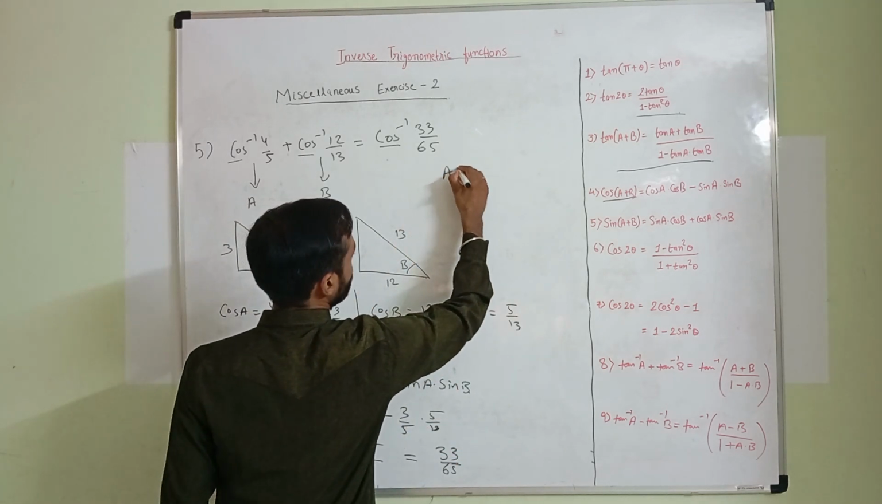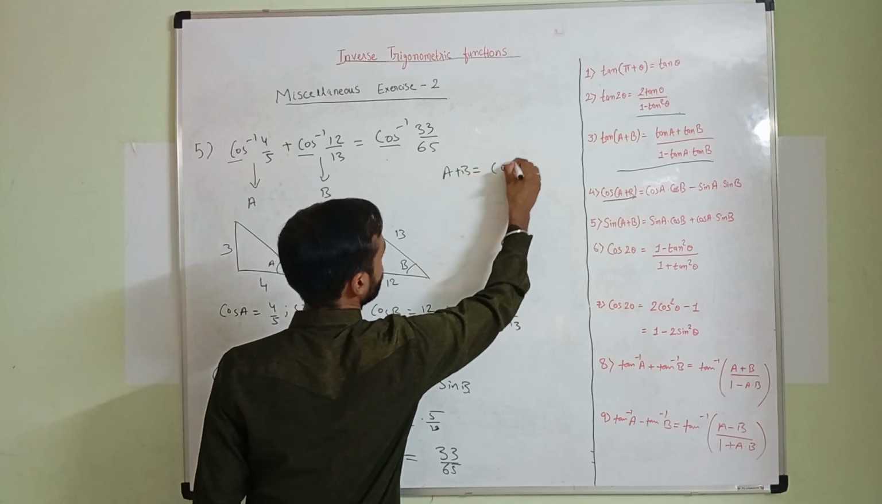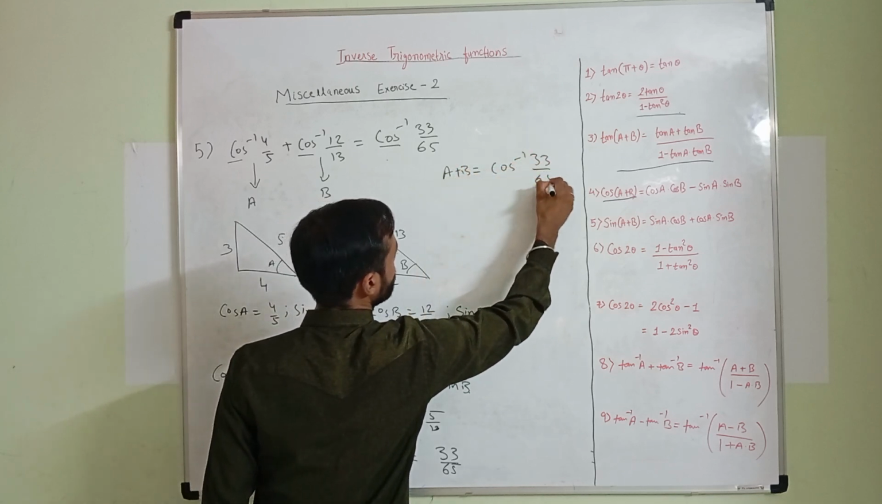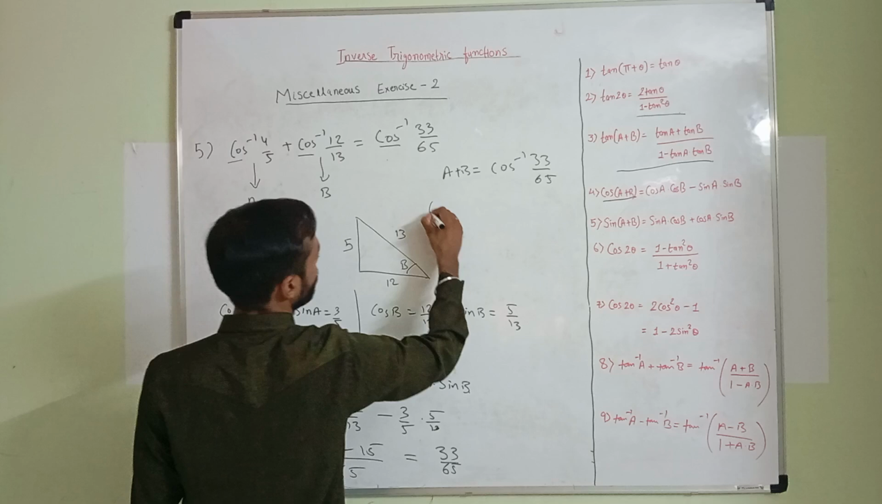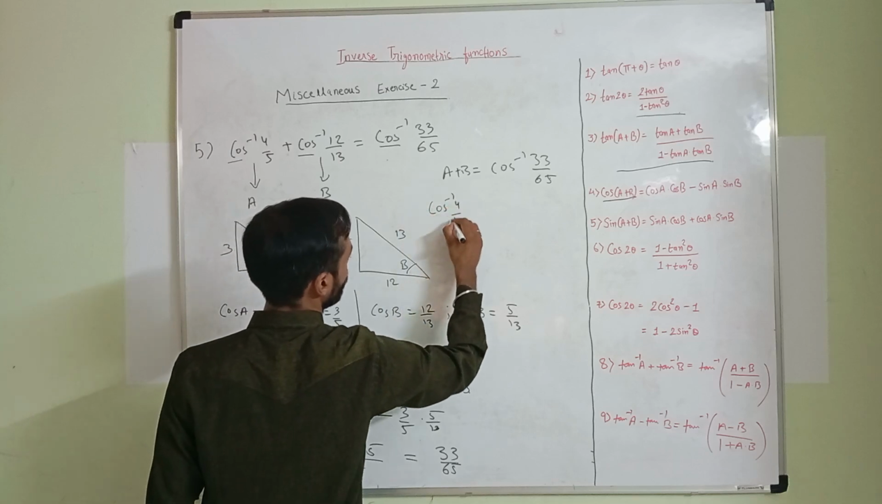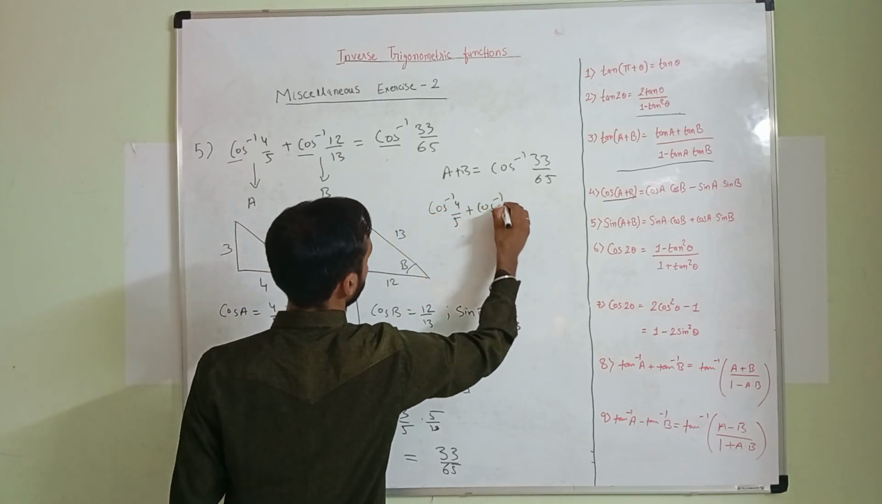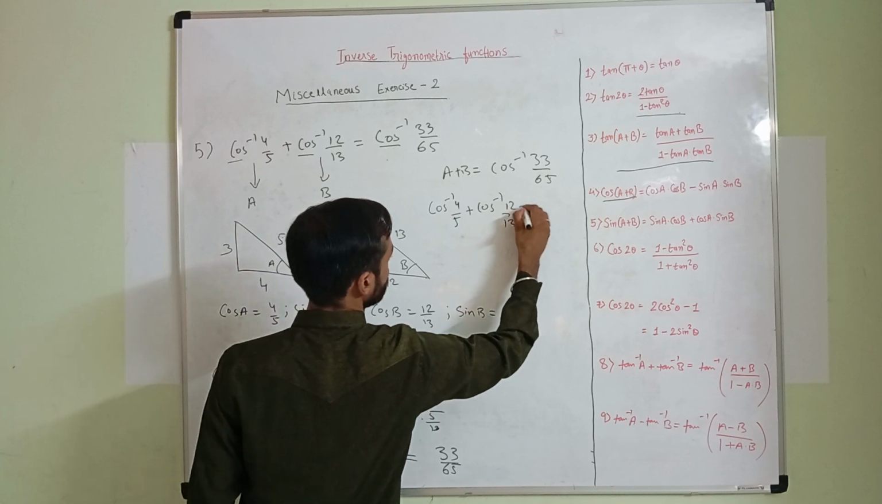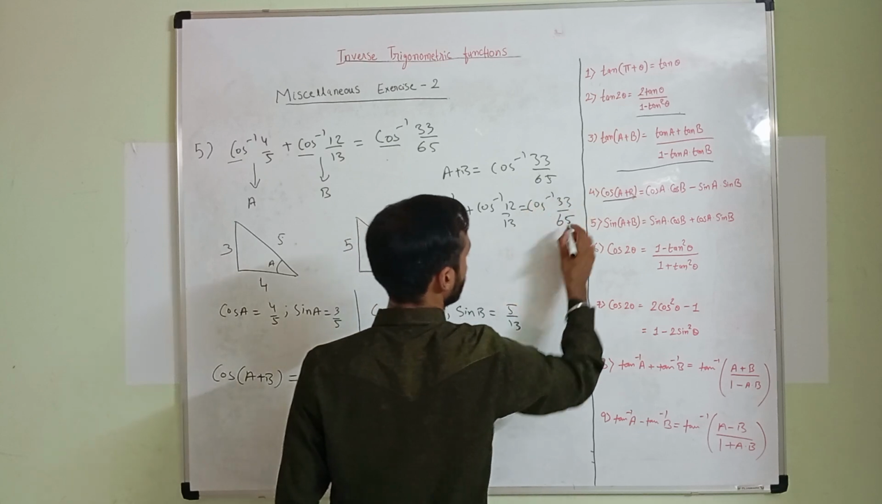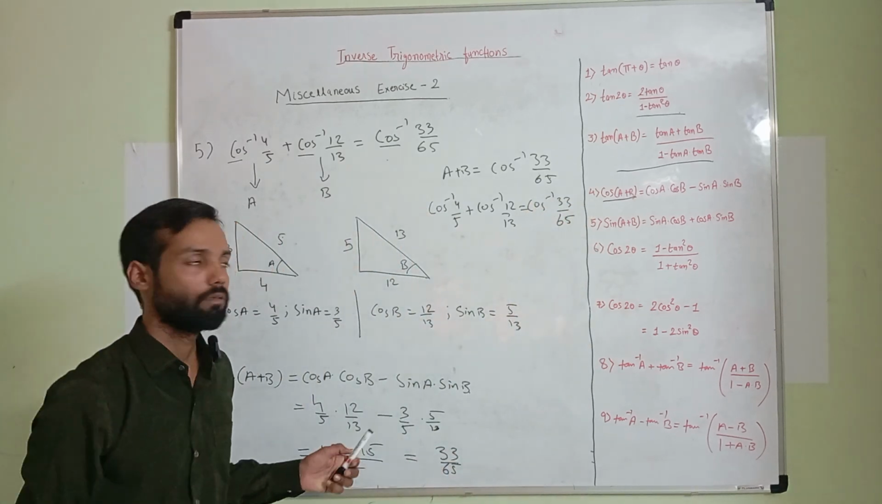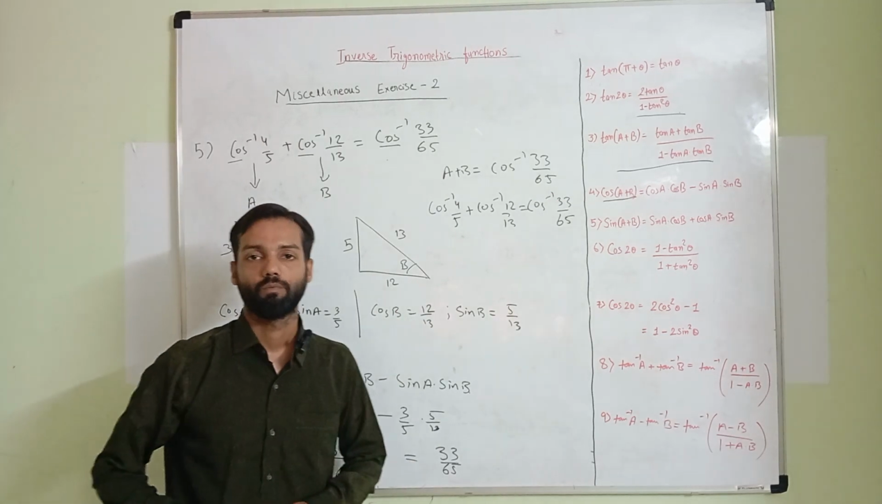So A plus B will be equal to cos inverse of 33 by 65. In place of A and B, again replacing these values, finally it will become cos inverse of 4 by 5 plus cos inverse of 12 by 13 is equal to cos inverse of 33 by 65, which is our required solution for this example.